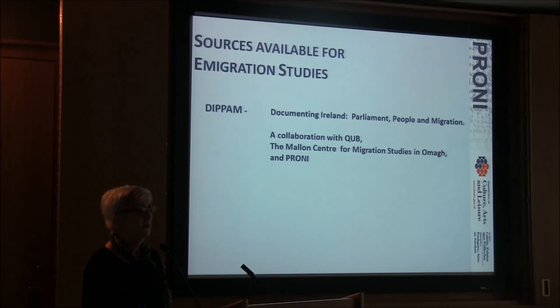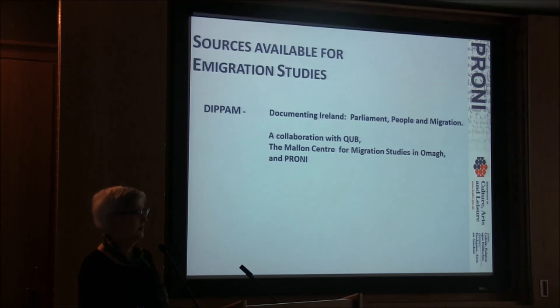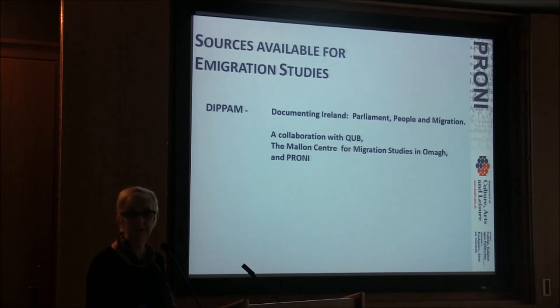Now, I could go on, but I've gone on long enough. So I'm just going to tell you some of the sources that are available for finding out more about immigration, the famine, and so on. Sources for immigration now, DIPPAM is a brilliant source. This is the database that's documenting Ireland, Parliament, people, and migration. It was set up in collaboration with Queen's University and the Mellon Centre for Migration Studies in Omagh and PRONI. Staff from the Mellon Centre worked in PRONI for several years, going through all the immigration letters, journals, diaries, etc. that we had. They have transcribed them and put them on this database, making it easy for you to read.